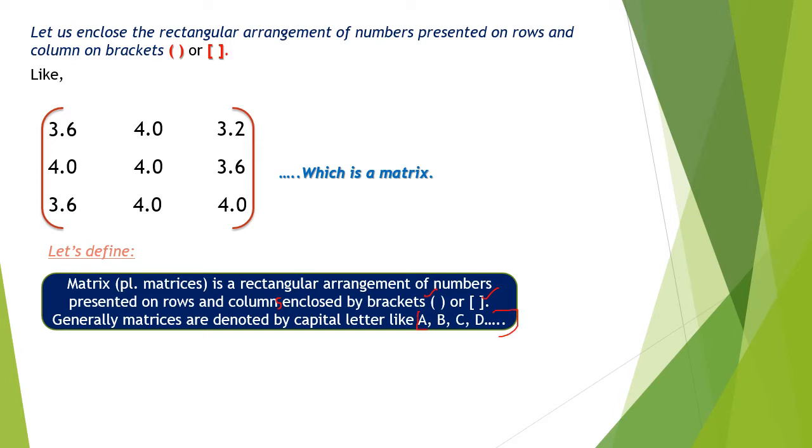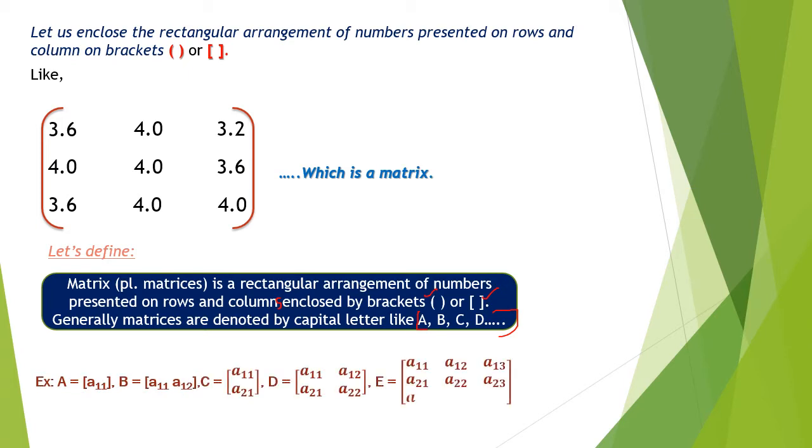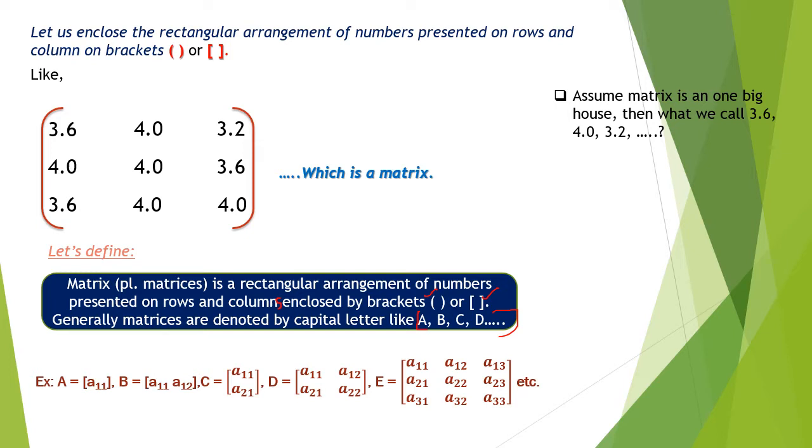Now let's see the examples. These are examples of matrices. You can see different forms of matrices, different shapes and sizes. We will study about it later. Now, assume a matrix is one big house, then what do we call 3.6, 4.0, 3.2? If the matrix is a big house, then those who reside in the house are called, your answer is here, members of the matrix.